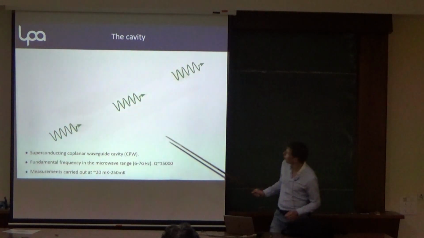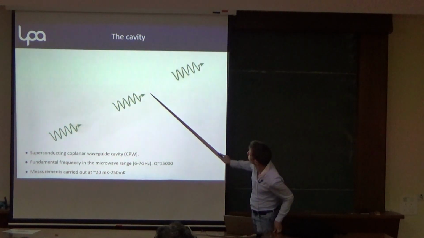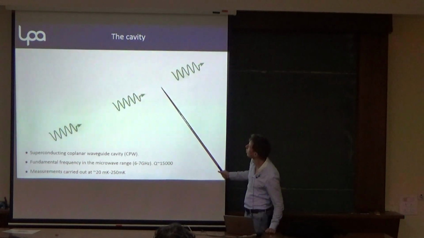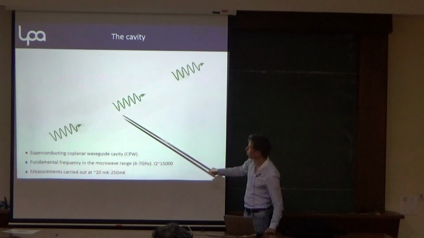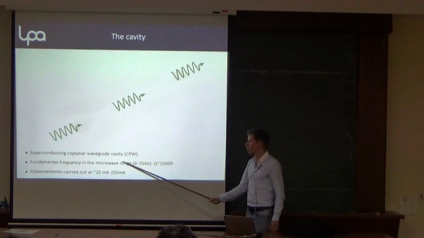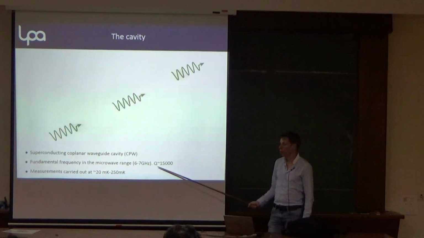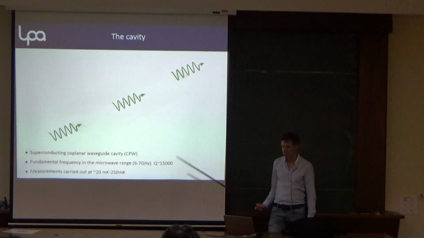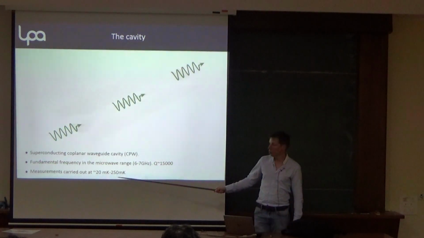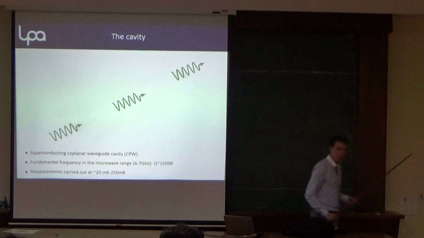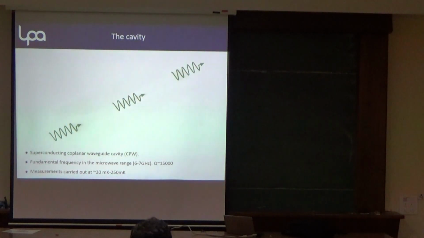It's barely visible, but you see the photon here, it's in gray. I like gray color, but it's barely visible. It's a coplanar waveguide cavity. The fundamental frequency of this cavity is in the 6 to 10 gigahertz range. Our quality factors are about 15,000. And we carry out measurements at 20 millikelvin or 250 millikelvin. Do you see it? Yeah, it's faint. You can see big enough.